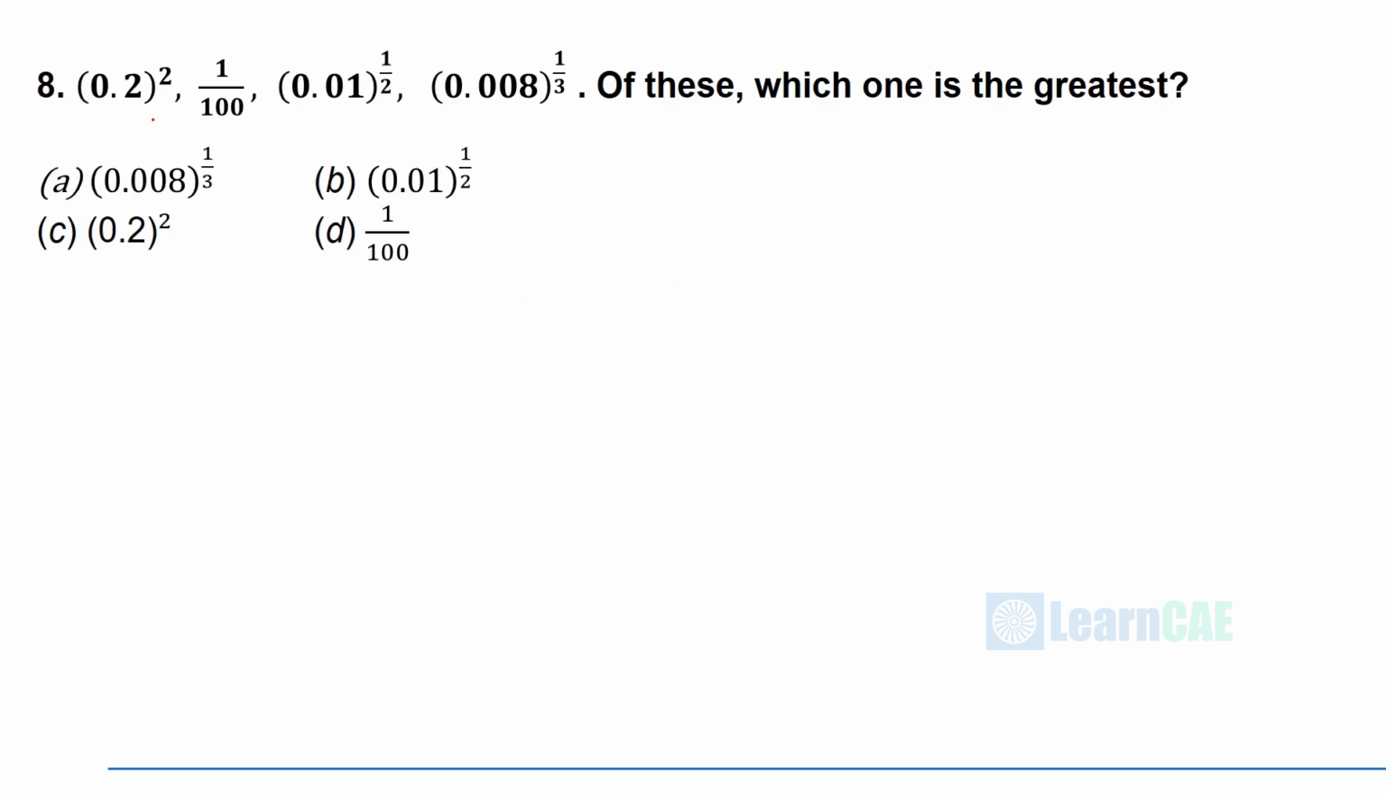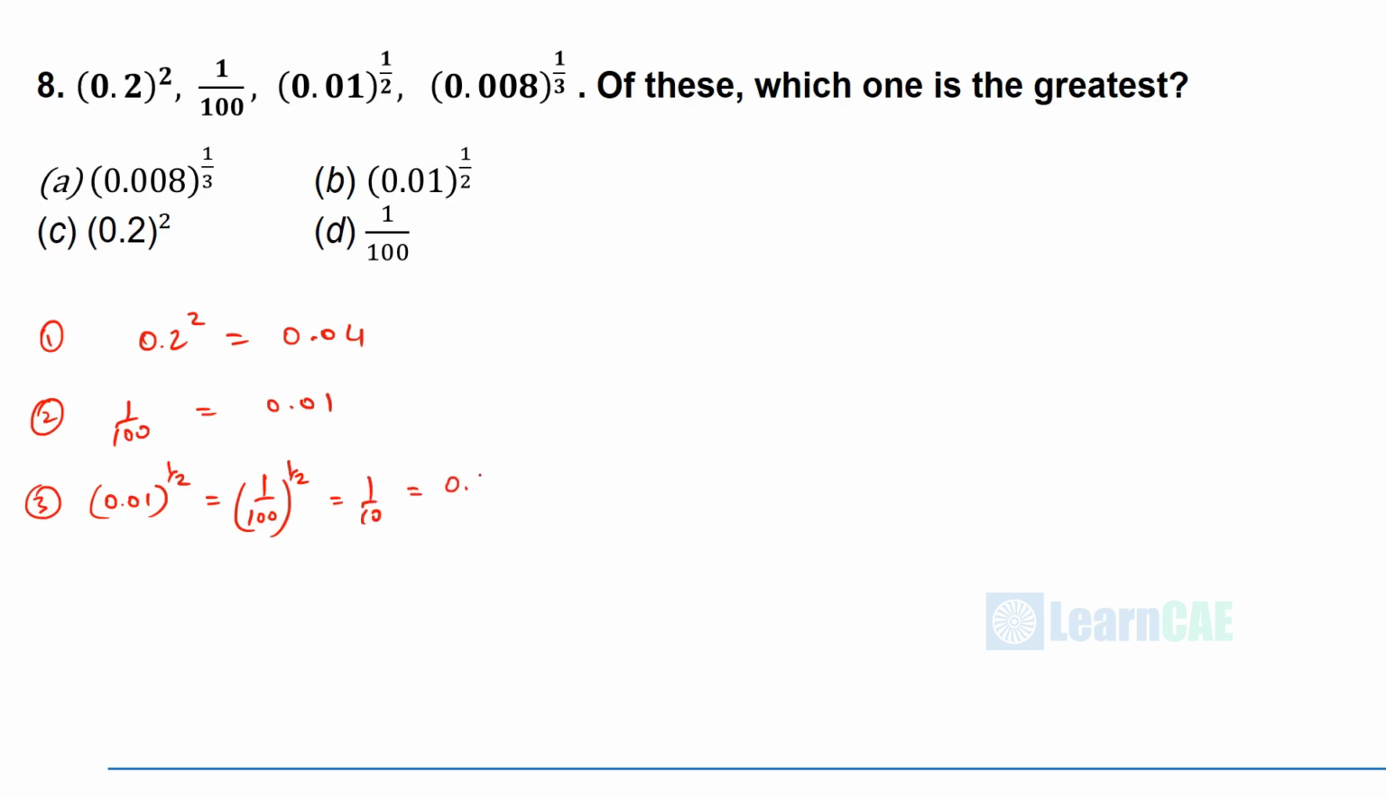Next question. Among the given numbers, which one is the greatest? All the numbers are given in terms of decimals or fractions. Let us try to find out the value of all the numbers. 0.2 square, this is the first one. This is equal to 0.04. Next, the second one is 1 by 100. This is equal to 0.01. Third one, 0.01 raised to power 1 by 2. This is nothing but 1 by 100 raised to power 1 by 2, which is the square root of 1 by 100. This is 1 by 10, which is equal to 0.1.